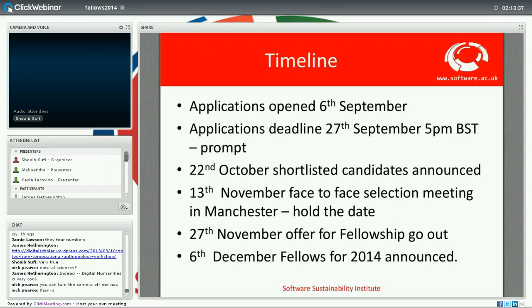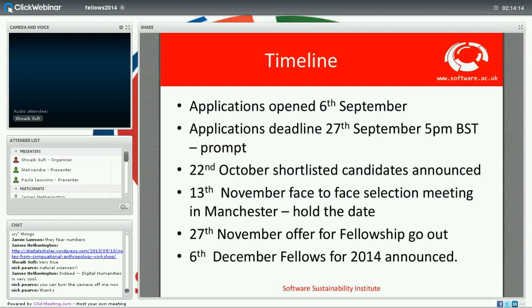So what's the timeline? Well, applications are already open. They opened on the 6th of September. At the moment, the application deadline is the 27th of September, 5 p.m. prompt. By the 22nd of October, shortlisted candidates should be announced, so people get to know whether they made the shortlist. And this is an important date, the 13th of November. On the 13th of November, there'll be a face-to-face selection meeting in Manchester. So please do hold the date if you're applying.